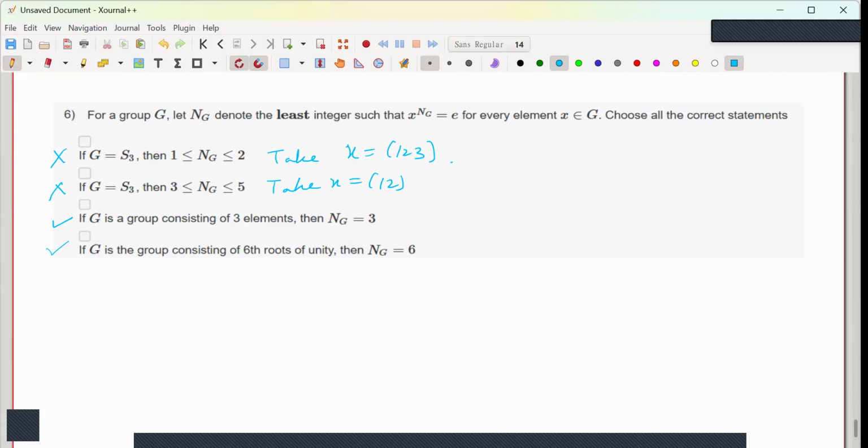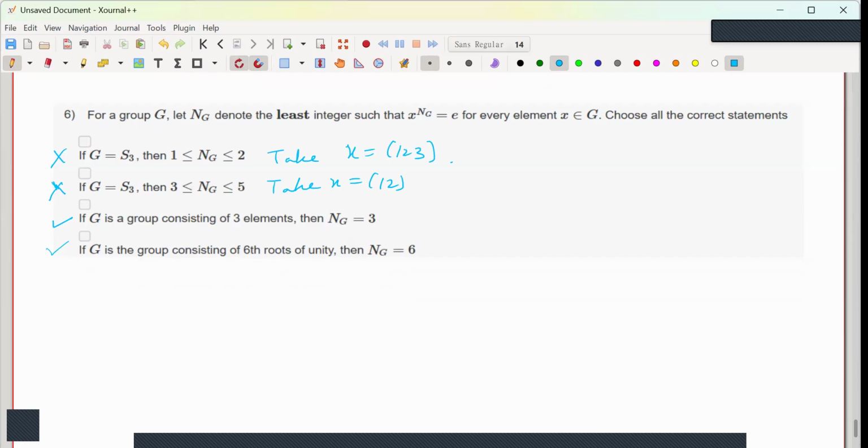One correction, sorry. I said here the least part is playing a role for order 2 elements, but here we want this ng to be the same for all elements, right? So we cannot take ng equal to 4 for 2 cycles and ng equal to 3 for 3 cycles. We need to have a uniform integer. So even if this least thing is not there, still this option is false. Okay, so just a slight correction.